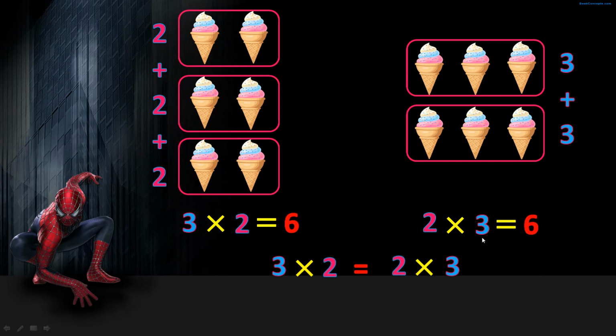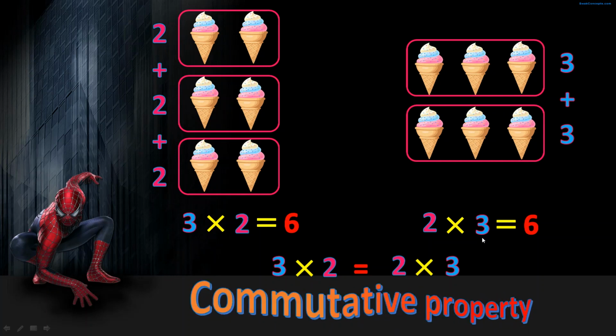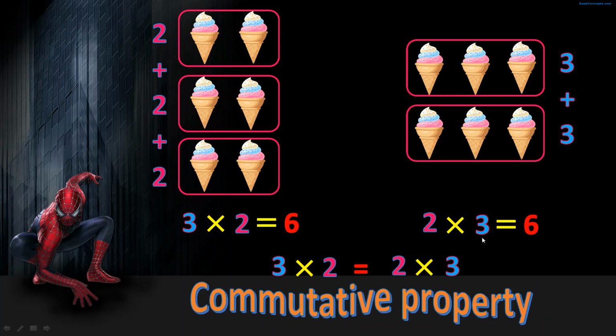It's called the commutative property. Commutative property means if I multiply any two numbers, just like 2 and 3, in any order, I will have the same product every time. Just like 3 times 2 and 2 times 3, I will have 6. This is commutative.